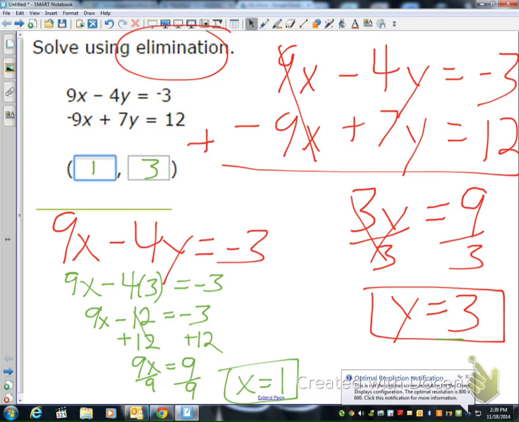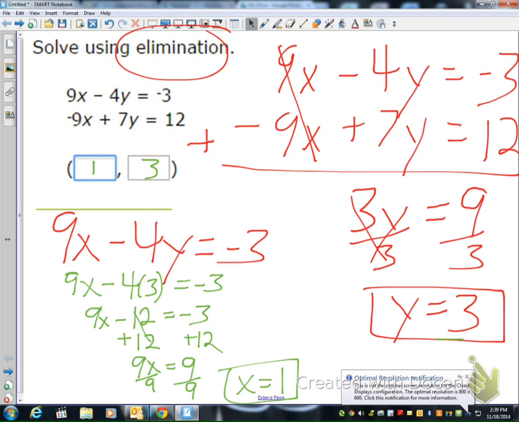Now, like I told you guys yesterday, one really nice thing about any kind of equation is that you can always check your answer. And guys, you have scientific calculators that you can use. This is so easy to check. In your calculator, put 9 times, well, x is 1, so 9 times 1 minus 4 times 3, and hit enter. Negative 3. And if it tells you anything other than negative 3, then you've made a mistake. Okay?